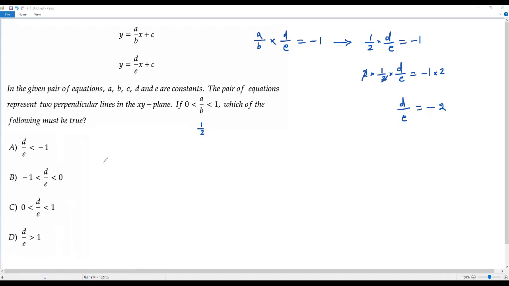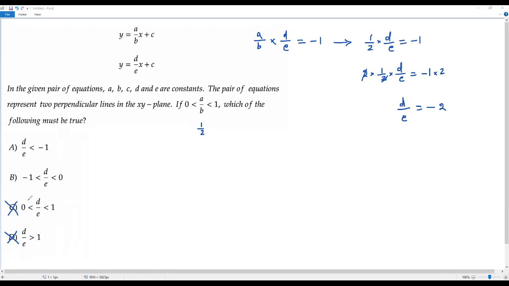Okay, now we can verify the given answer choices. When I go over the answer choices, I'm pretty sure answer choices C and D are incorrect, because here we got the value of d over e as a negative value, but answer choice D says that d over e is greater than 1. Greater than 1 means it has to be a positive value, so it cannot be correct. And answer choice C says the value of d over e is between 0 and 1. Any value between 0 and 1 will be positive, but here the value of d over e is negative, so we can reject this one as well.